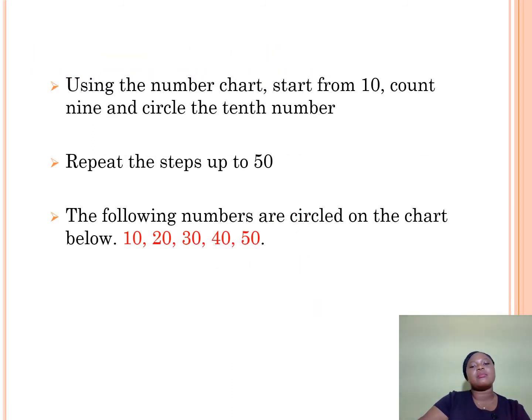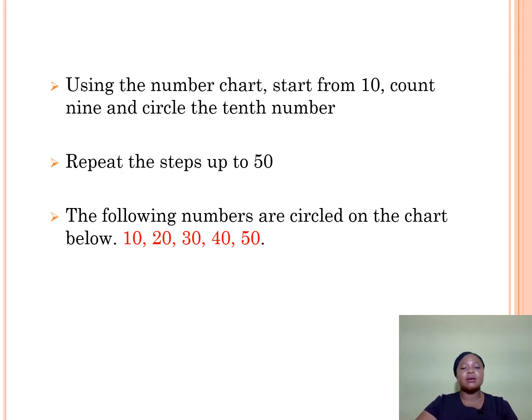So using the number chart, start from 10, count 9, and circle the 10th number. So we will be doing that as we started. We'll count 1, 2, 3. When you get to the 9th number, the 10th number, we are going to circle it. I hope you are going to do this yourself. Repeat the steps up to 20.